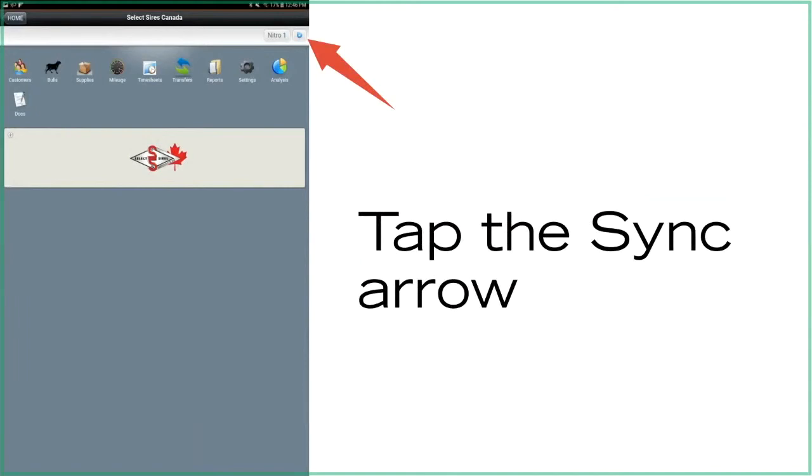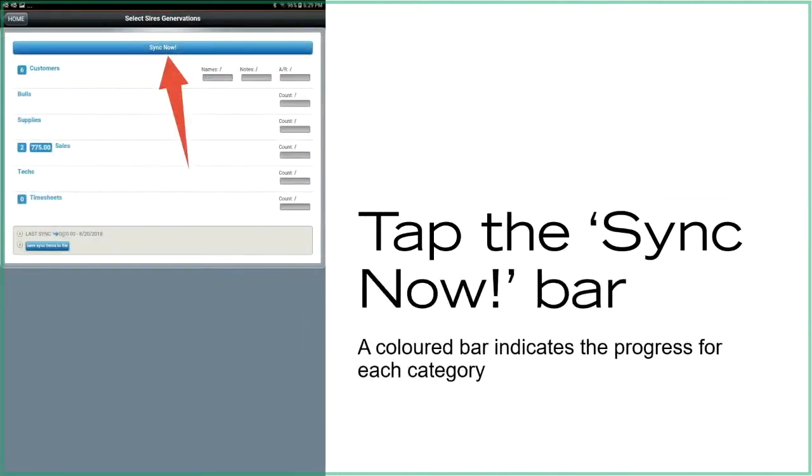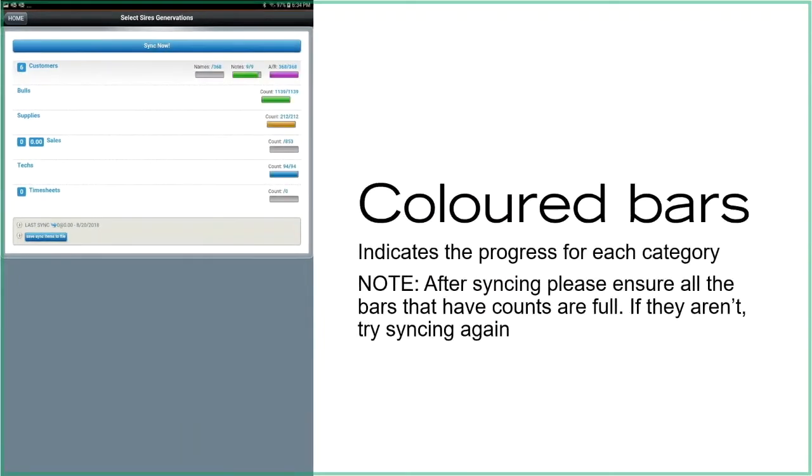To do that, you go to the home screen of the Bullseye app and you tap the sync arrow. It's that blue circular arrow, the top right of your screen. Once you've tapped it, it will bring up this screen. You need to tap the Sync Now bar. And once you've done that, a colored bar indicating the progress for each category will start populating. So it will start to look like this. You'll have colored bars. That indicates the progress for each category that is synchronizing.